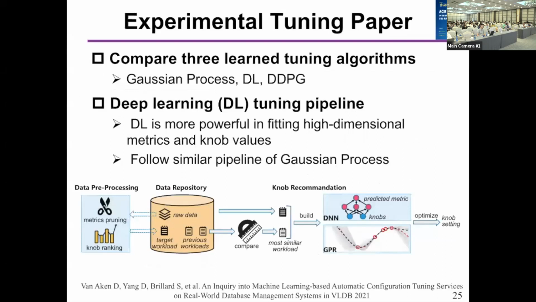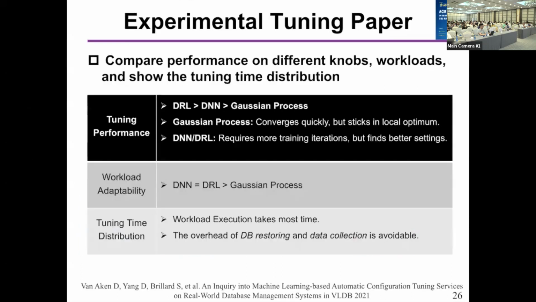And there are also experiment papers for the tuning works. For example, they want to compare different methods, for example, Gaussian process, deep learning, and reinforcement learning. And they want to know the pros and cons of different methods. So there are some conclusions from the experiment paper.